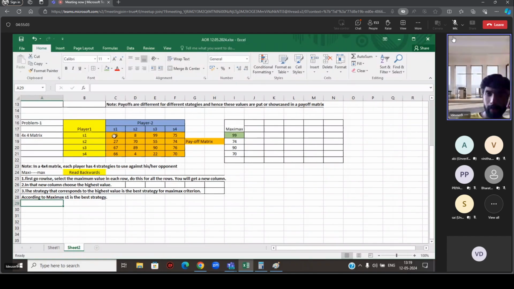How? This is the payoff matrix. Inside the payoff matrix, which is the highest value? 99. That is corresponding to which strategy? For player 2, it is S3, and for player 1, it is S1. Can you see the answer?